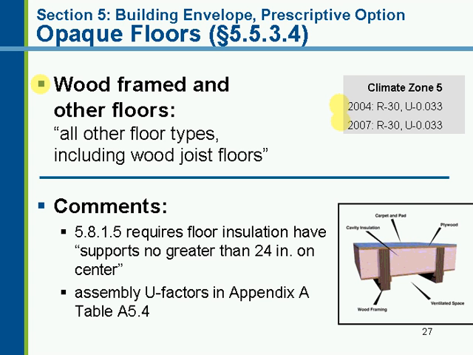Couple of comments here. Section 5.8.1.5 indicates that the floor insulation has to have supports that are no greater than 24 inches on center. So again, particularly if you have some types of insulation that's not rigid, it's very important to have those supports so that you keep it up tight against the floor. And the assembly U factors are in Table A5.4.